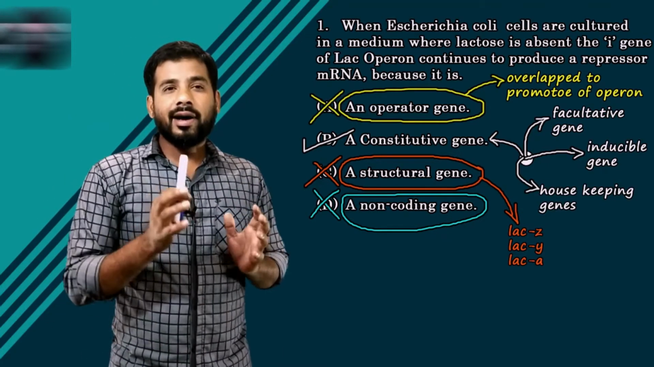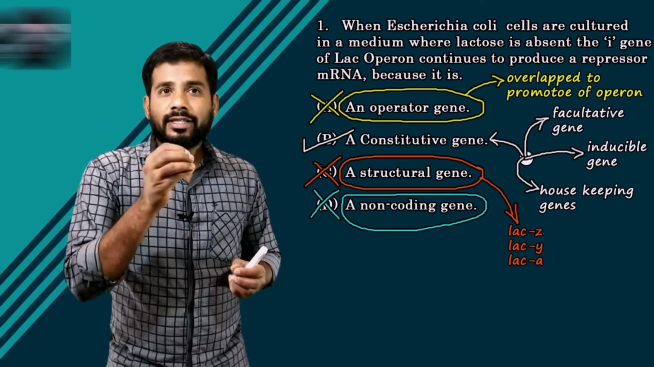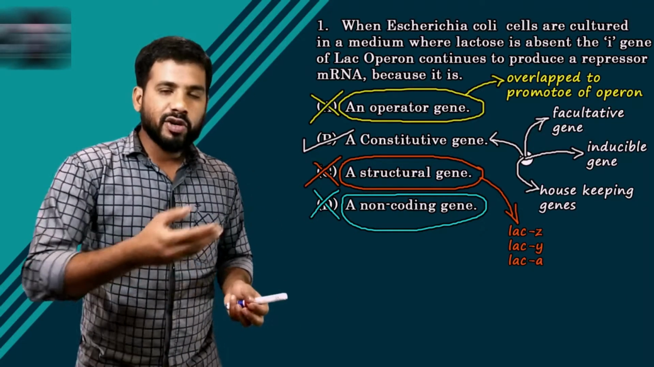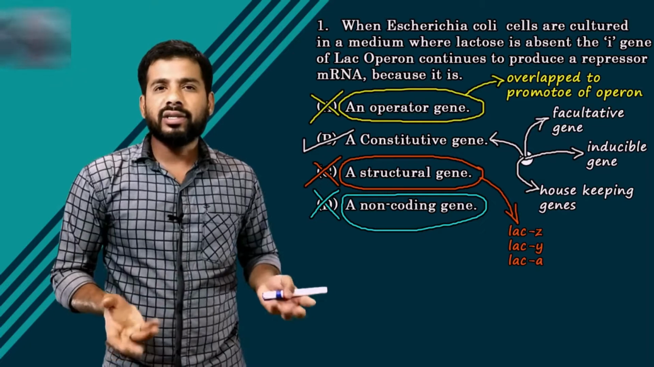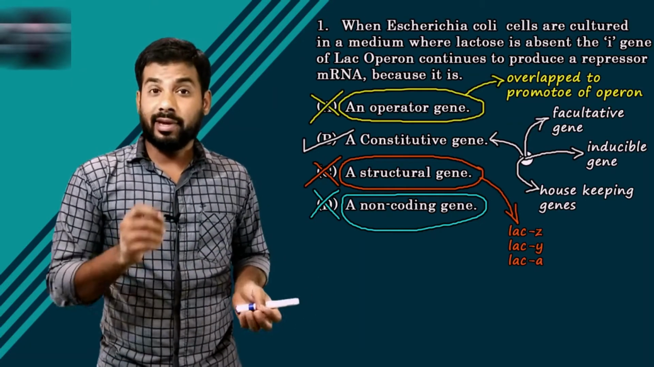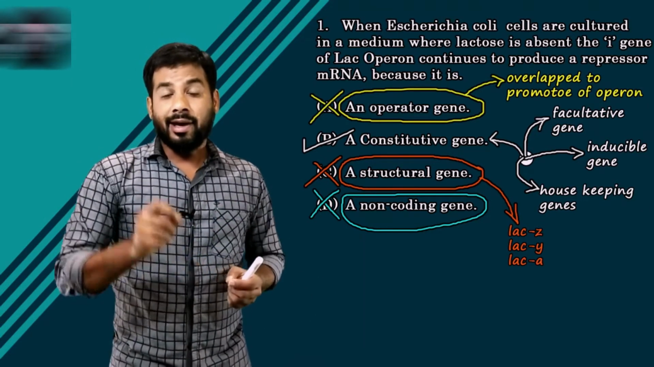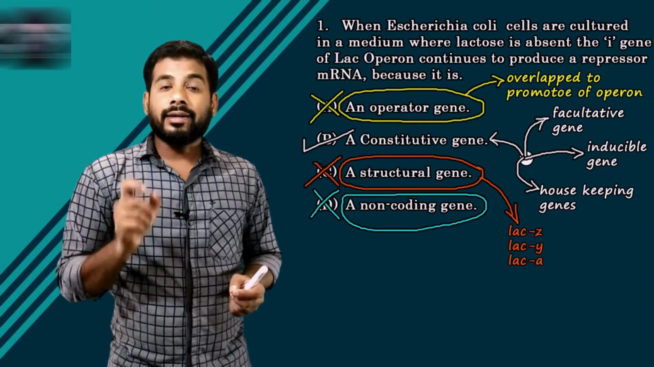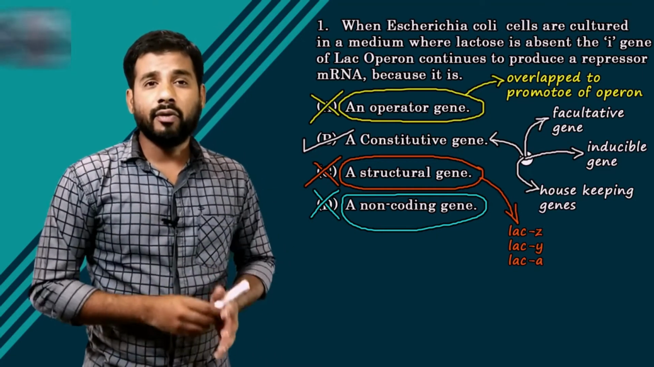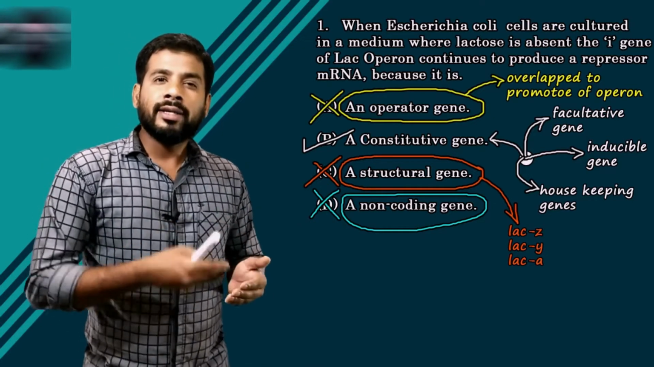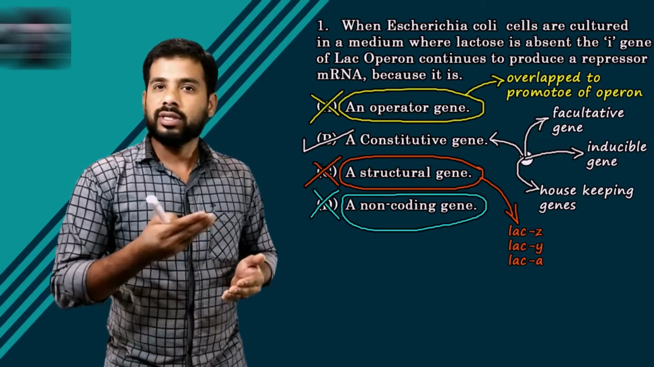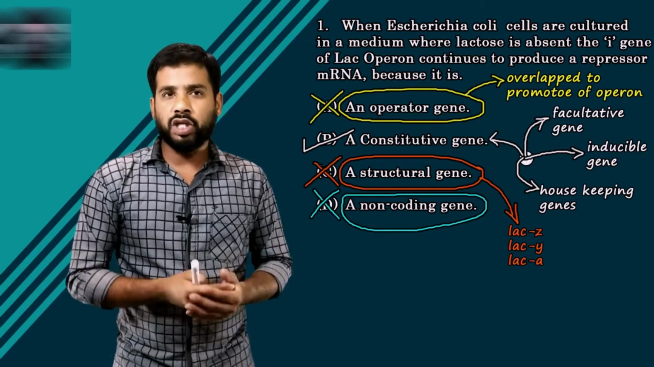First of all, a constitutive gene is one which is generally transcribed continuously irrespective of any environmental condition and irrespective of any situations. That means in the lac operon, the I gene or the regulator gene is categorized as a constitutive gene. Why? Because it goes on producing repressor protein even in the absence of lactose. So this is what a constitutive gene is.